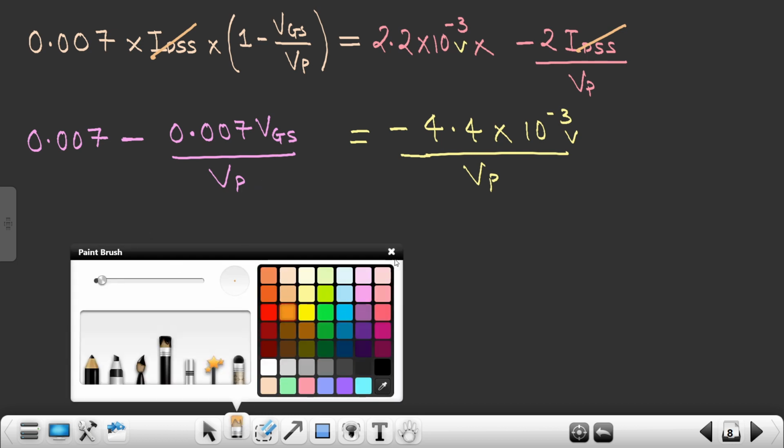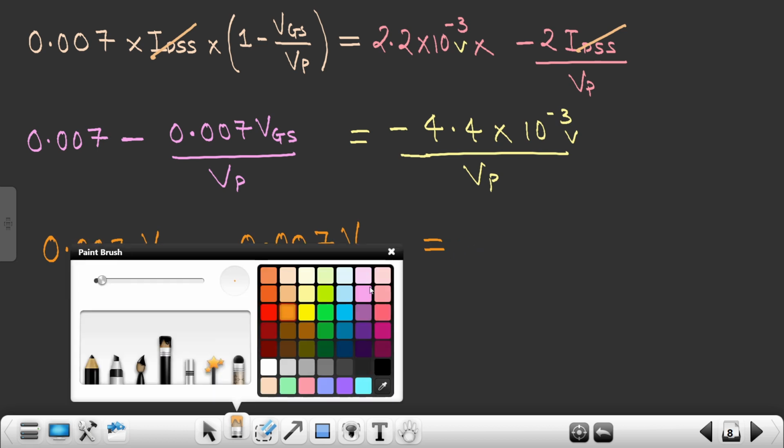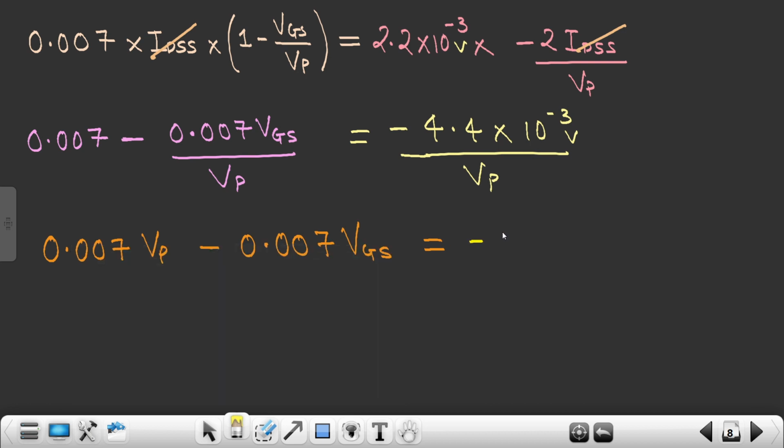So this equation would be 0.007 into VP minus 0.007 of VGS. And this is equivalent to minus of 4.4 into 10 raised to minus 3 volts, okay, into 10 raised to minus 3 volts.